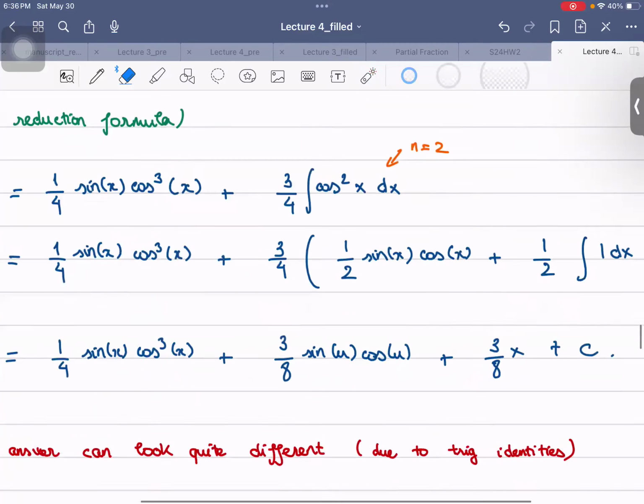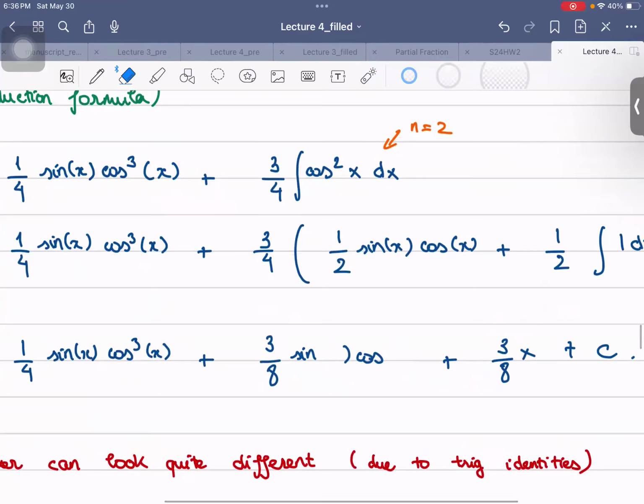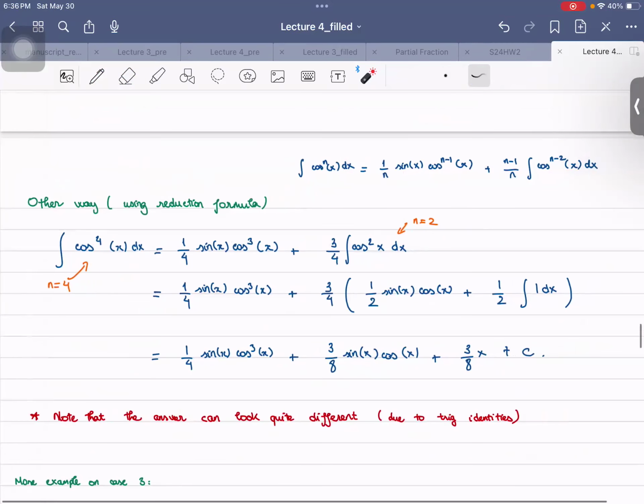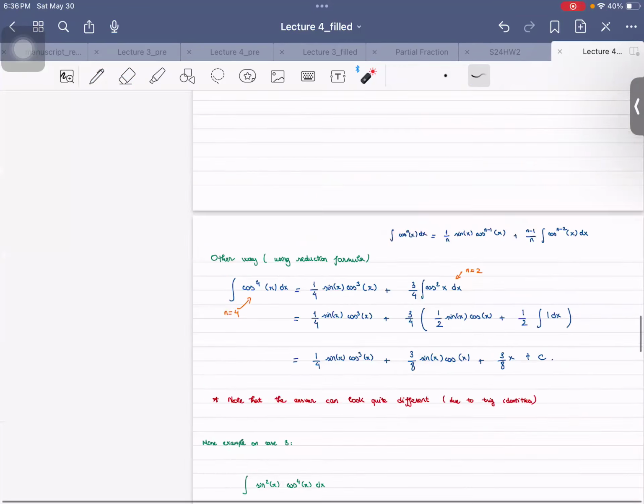And up here, I'm sorry, I don't know why I used u, but it should be x. Sorry for the confusion again. So over here, you have 3 over 4 times 1 half. You have 3 over 8 sine of x cosine of x. And this thing is not an integral, so you just simply write it again.